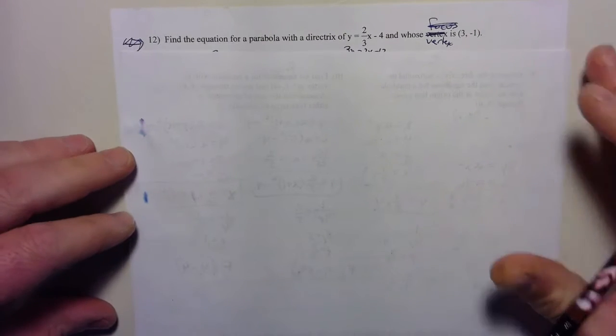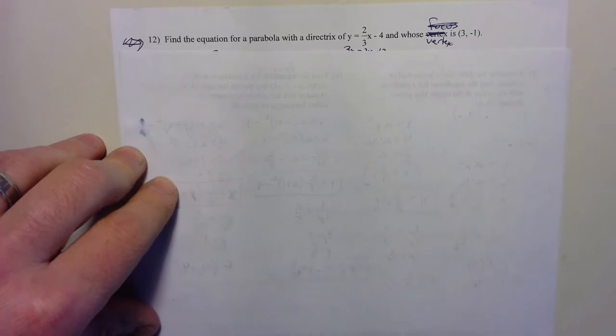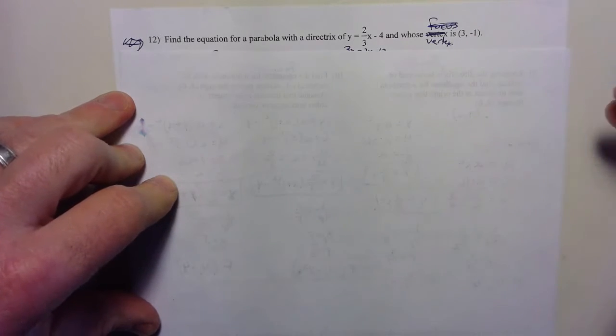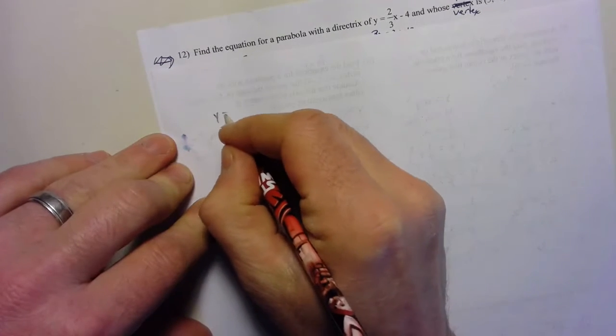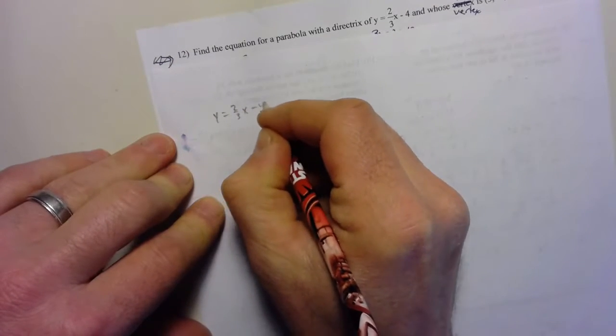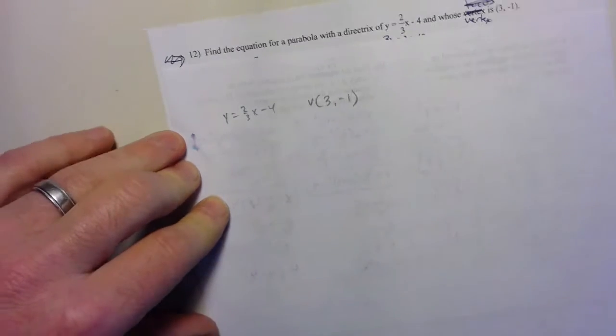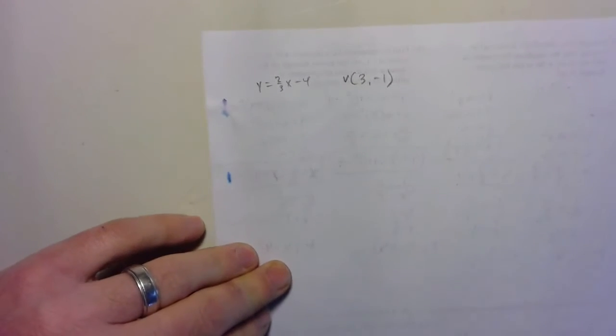So, a question on number 12 from the 11.2, 11.3 parabola worksheet. Here's the original problem: find the equation of a parabola with the directrix y equals 2/3 x minus 4, and the vertex at 3, -1. Okay? So that's our given information. Here's what I thought of.